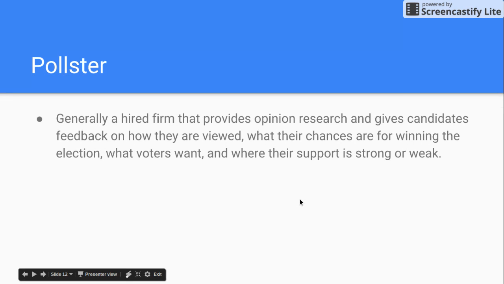You also need a pollster. So this person is really a firm, a group of people that provides opinion research and gives candidates feedback on how well they are viewed. So these are all the polls you hear about, like, so-and-so is favored over so-and-so. They do the polls. They're the ones who go out and figure out what voters want and who they're supporting. So this is how you hear about, like, women ages 18 to 30, their support for candidate A is higher than candidate B or something like that. So this is where they get the information.